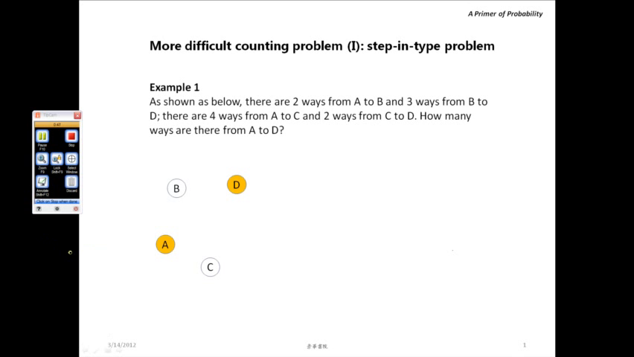As shown below, there are 2 ways from A to B and 3 ways from B to D. There are 4 ways from A to C and 2 ways from C to D. How many ways are there from A to D? What's our motivation for this problem? Our motivation is to get aware of the number of ways from A to D.